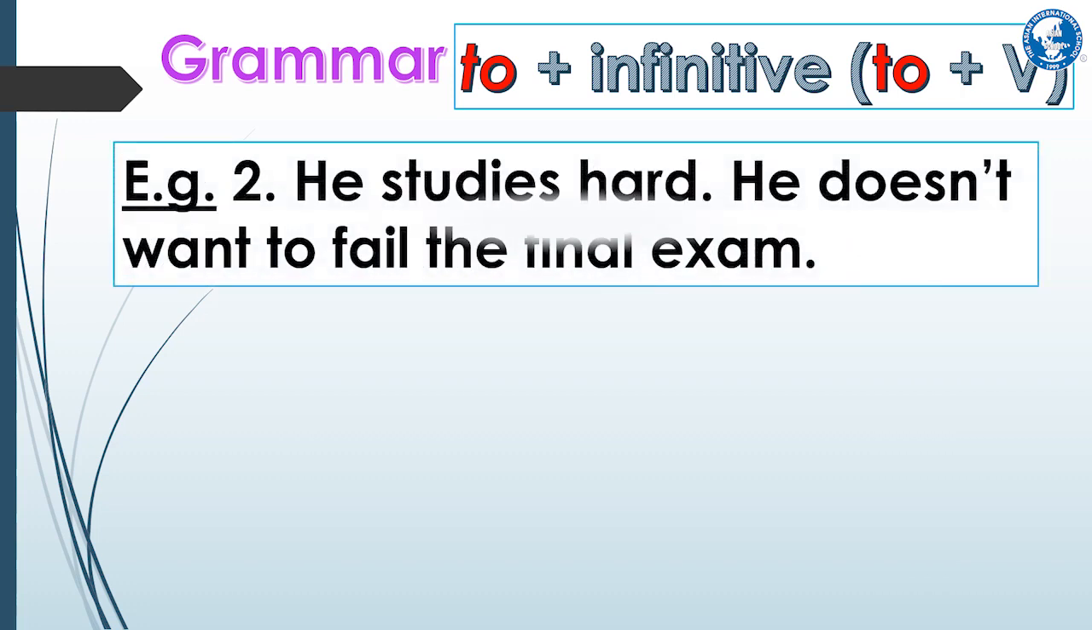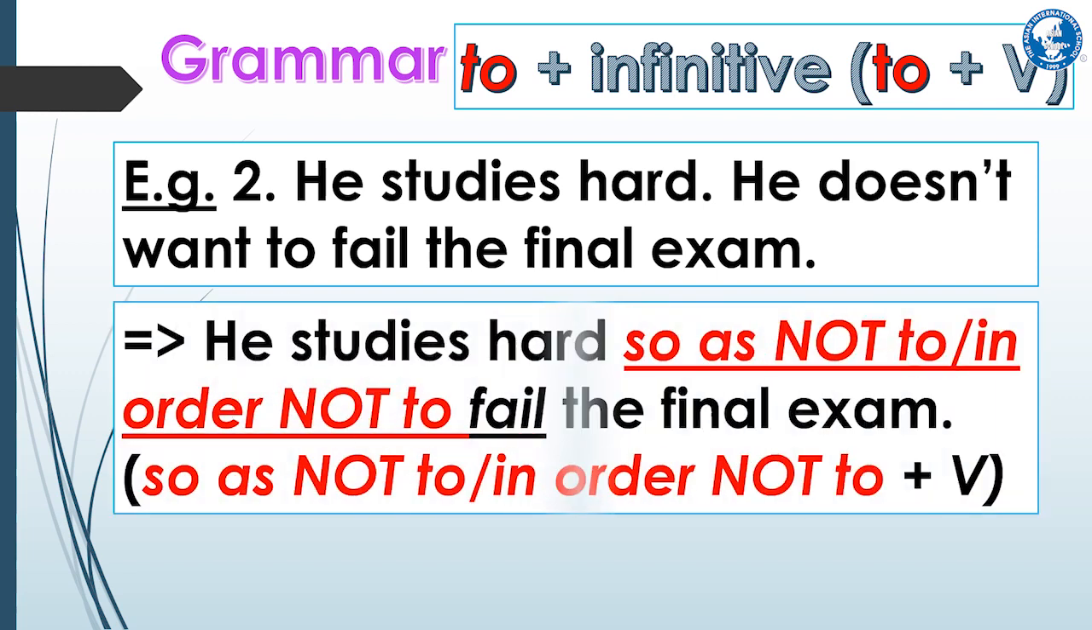Example number 2. He studies hard. He does not want to fail the final exam. Please note that does not is a negative form. Use to infinitive phrase of purpose to combine the two sentences. The sentence should be he studies hard so as not to, or in order not to fail the final exam. So as not to, in order not to infinitive, are phrase of purpose in negative form.